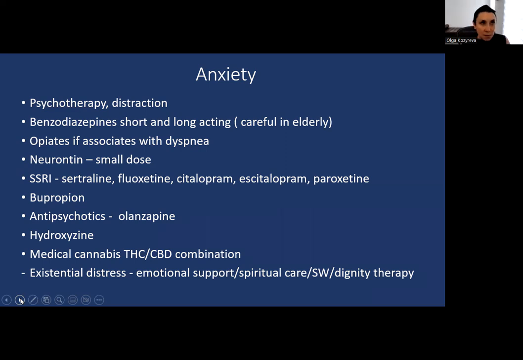Relanium, Millennium, lorazepam, Ativan, it's common. They work through GABA receptors. So we should be careful in elderly patients because some elderly patients can have a paradoxical reaction to this medication. They can get more agitated.